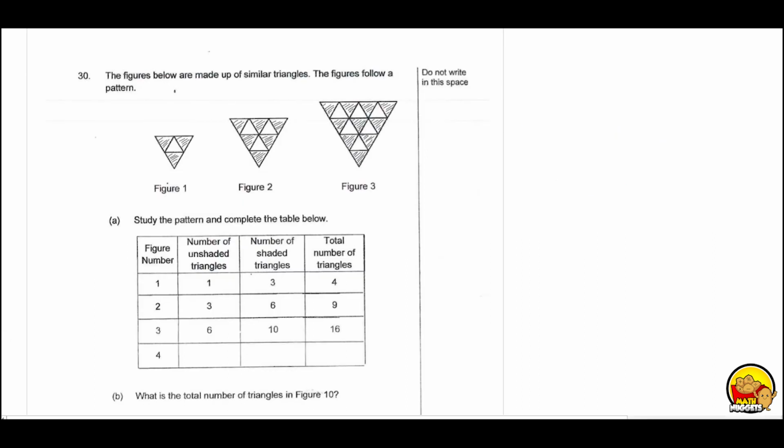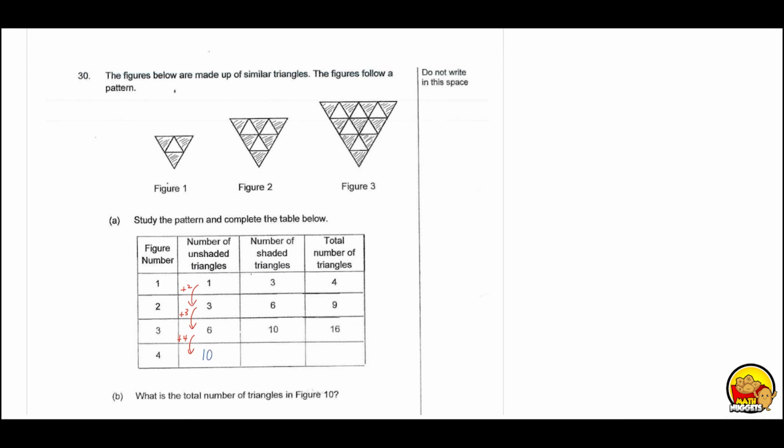Question 30, a patterns question. Let's fill out the table for part A. Number of unshaded triangles. From 1 becomes 3, that's a plus 2. From 3 it becomes 6, that's a plus 3. So the next one would likely be a plus 4. So 6 plus 4 gives us 10.